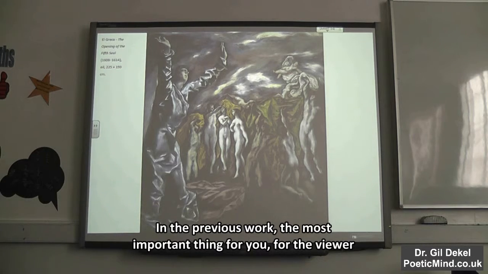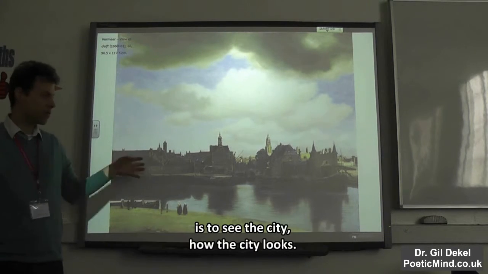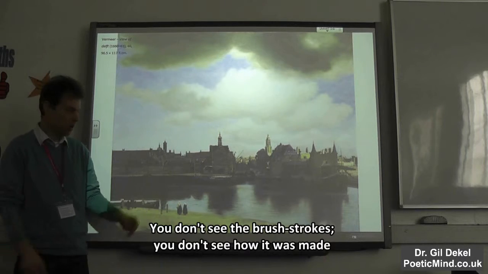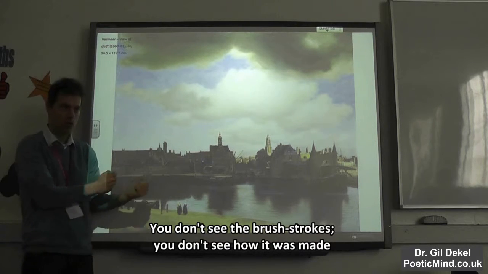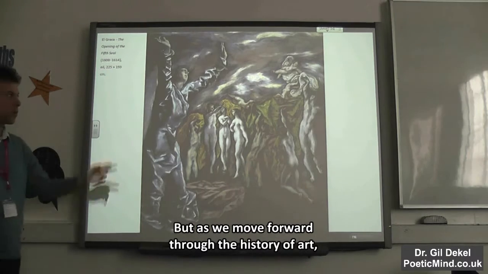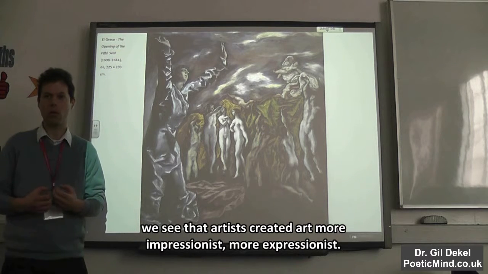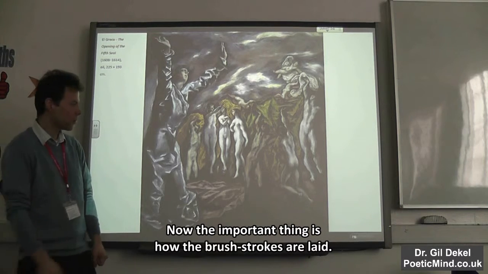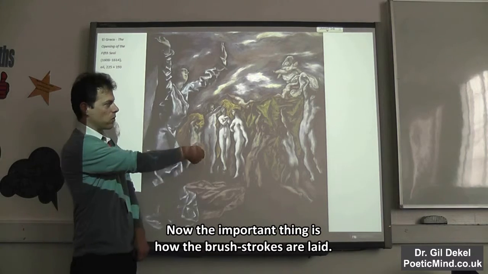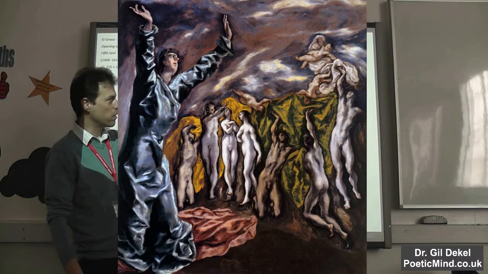In the previous work, the most important thing for you, for the reader, is to see the city, the way it looks. You don't see the brush stroke, you don't see how it was made, because he didn't want you to see. As we move forward through the history of art, we see that artists made it more impressionist, more expressionist. Now the important bit is how the brush strokes are moving. Look at all the shapes and the color, how it is made.